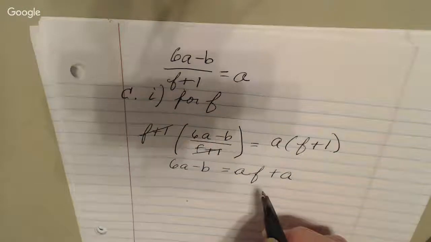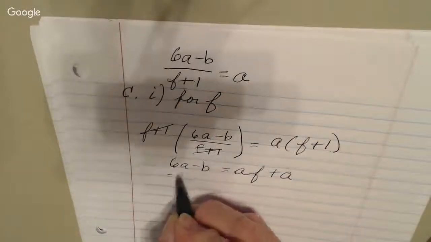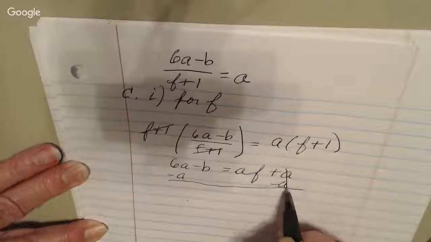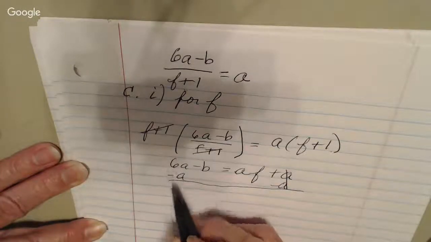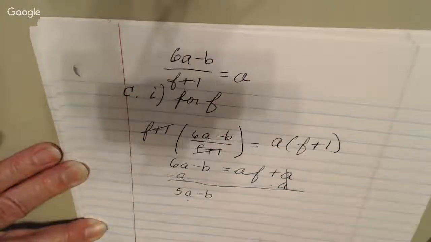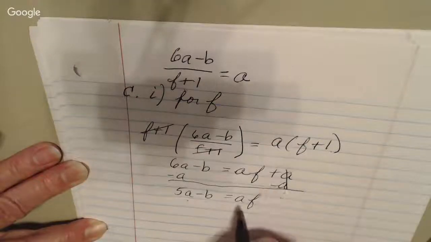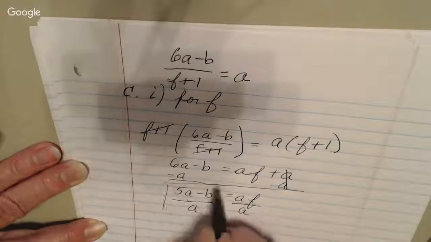And I'm still looking to solve for f, so I want the f here by itself. So let's move the a over. I'm going to subtract a. Here, this is going to cancel. Here, 6 minus 1, right? That's like a minus 1 is 5a minus b equals af. I want f by itself. I divide by a, and this is our answer.